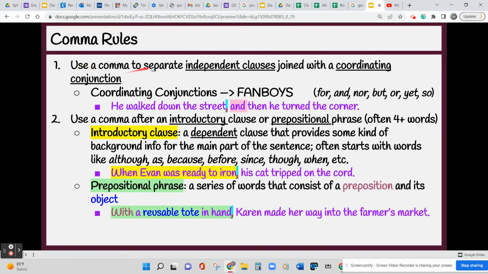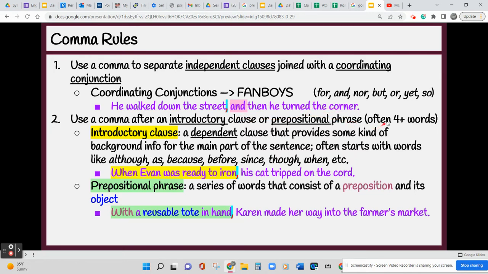So we use a comma to separate an independent clause, or a part of a sentence that can stand on its own, joined with a coordinating conjunction. So one of our fanboys. Take a look here. He walked down the street and then he turned the corner. Our fanboy is right here in pink. And now we need to figure out which part of the sentence is an independent clause. Is it, and then he turned the corner?